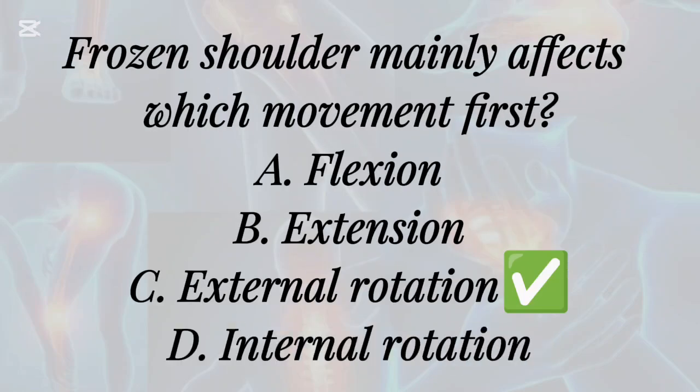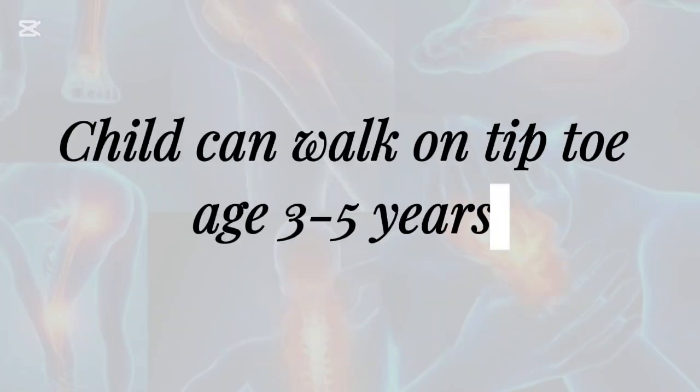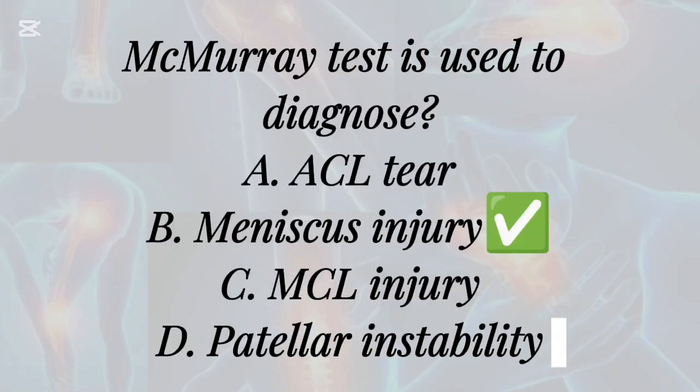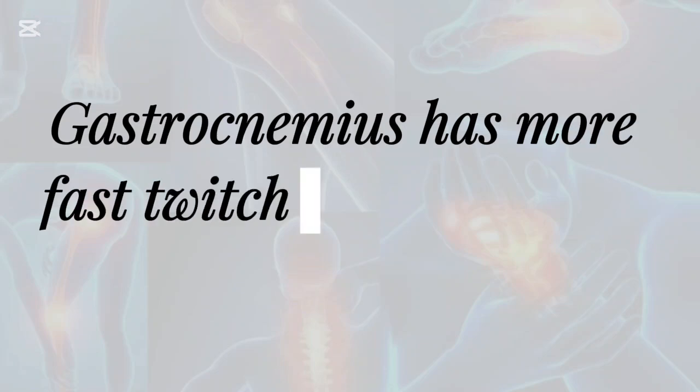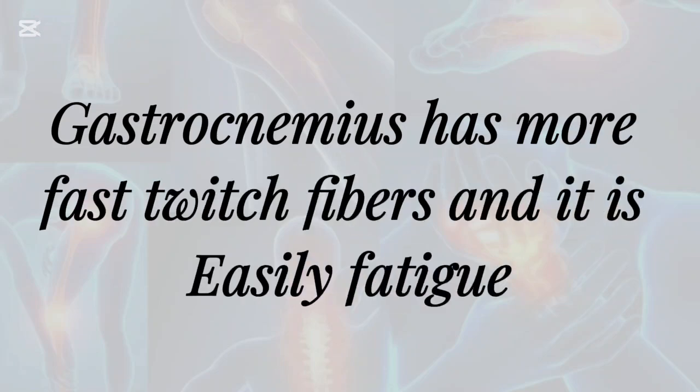Frozen shoulder mainly affects which movement first? A. Flexion, B. Extension, C. External rotation, D. Internal rotation. Child can walk on tiptoe at age 3 to 5 years. McMurray test is used to diagnose: A. ACL tear, B. Meniscus injury, C. MCL injury, D. Patellar instability. Gastrocnemius has more fast twitch fibers and is easily fatigued.